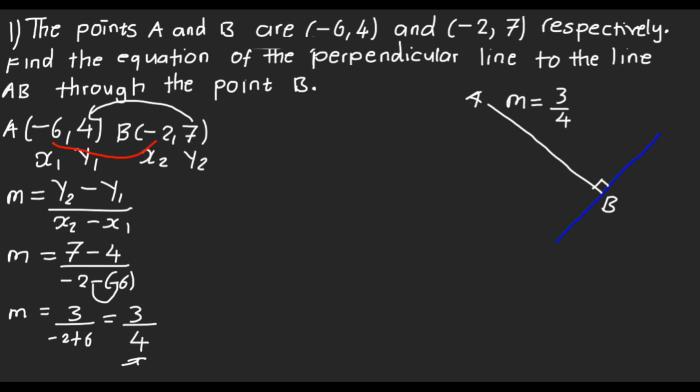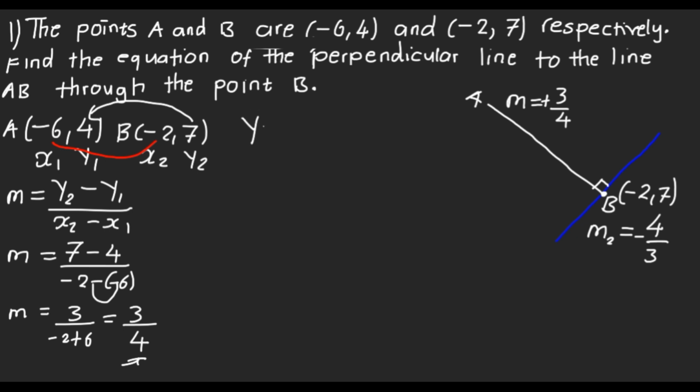Now, how can we find the gradient of the line which is perpendicular to the line AB? So I'm just going to flip the numbers. So gradient 2 will be 4 over 3. That's a pattern. Then apart from that, you change the sign. So this is positive, then this one will be a negative. So this is the gradient that I'm going to use for this line. Now remember, the coordinates for B are (-2, 7), and these are the coordinates that I'm going to use since we are told it is through the point B.